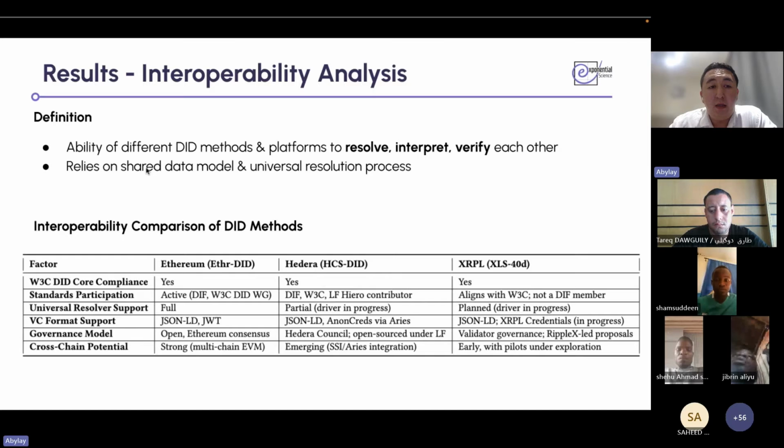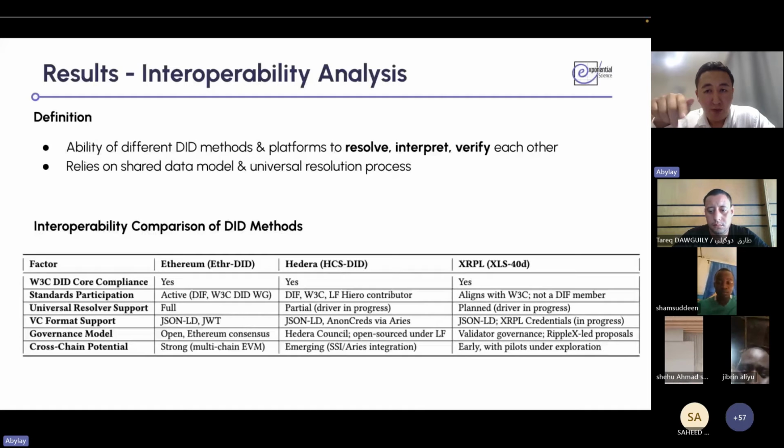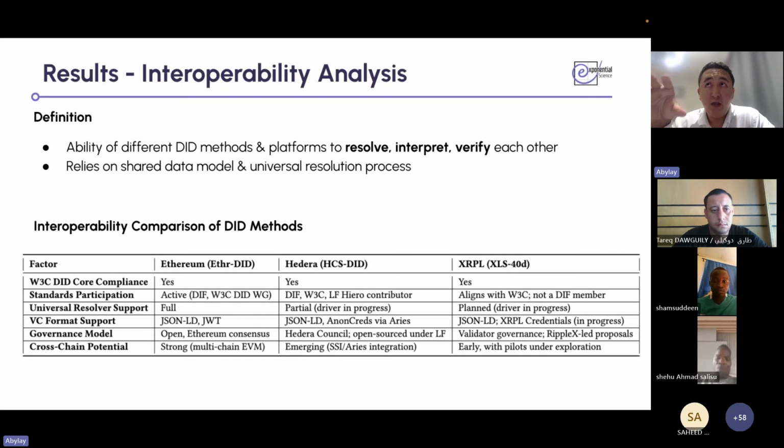Interoperability, in this context, means the ability of different DID methods and platforms to resolve, interpret, and verify each other. So, for example, you generate your DID and attach your credentials in one blockchain, but you should be able to use it in other blockchains or other DID methods. So basically, that's the thing.